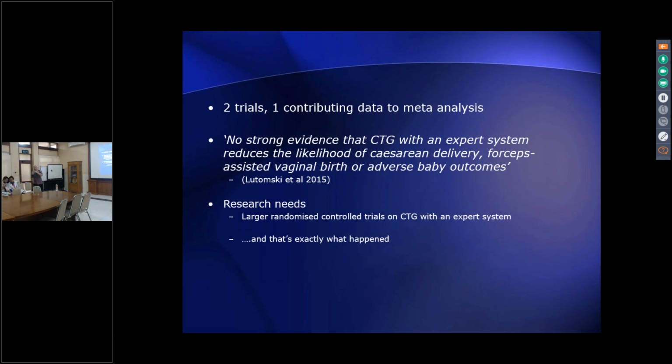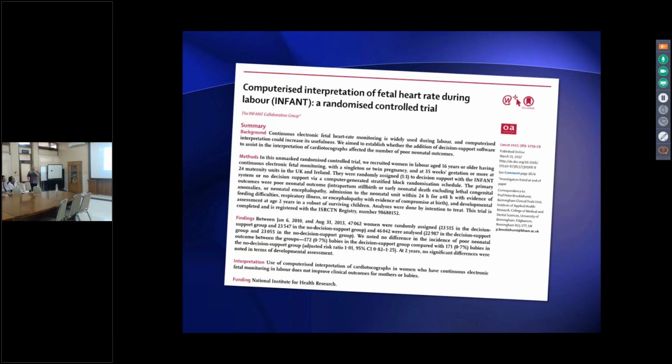Now, some of you may have heard of this trial. It's one of the largest trials ever conducted in maternity care internationally. And this is it, the INFANT trial, published last year. It's one of the largest individually randomized trials ever conducted in maternity care in the world, conducted by Peter Brocklehurst and his colleagues in London. He was in London at the time, he's now moved to Birmingham. And they randomized over 47,000 women individually.